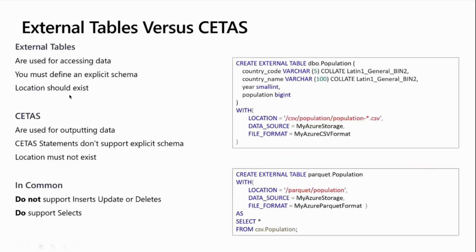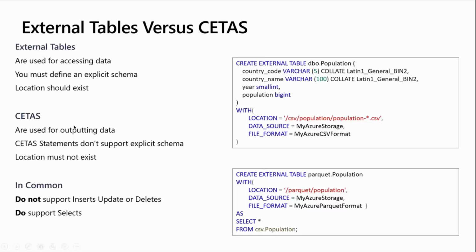So this is kind of walking through what I tried to explain. On the example down here, I have a CETAS statement, and that's doing select star from CSV, whereas here I'm creating an external table where the main difference is the data in this folder already exists, and so I just want to read it. Whereas in this case, the data in this folder doesn't exist, and I'm going to create it by running the select statement and dumping the data out. Neither of them support inserts, updates, or deletes. They all support selects.